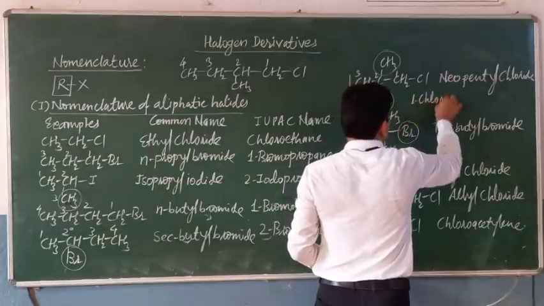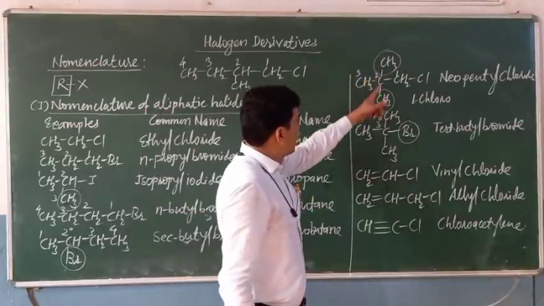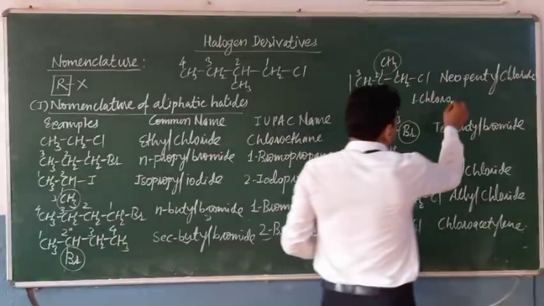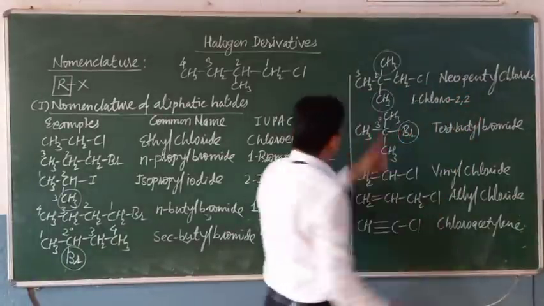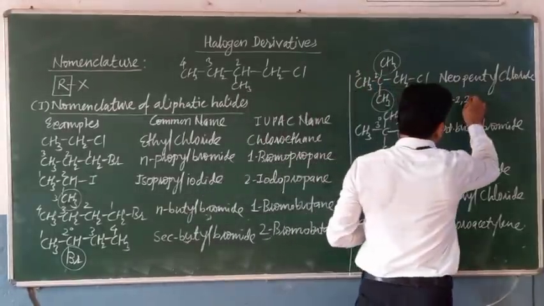1-chloro. Position of halogen is 1, name of the halogen is chloro. Now there are 2 branches. Name of the branch is methyl, and the position is 2. So write the position of each branch by a separate number: 2, 2. Its position is 2, its position is also 2. 2, 2. Then a hyphen is given.